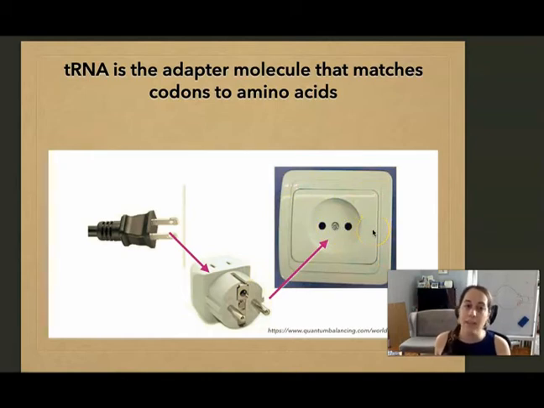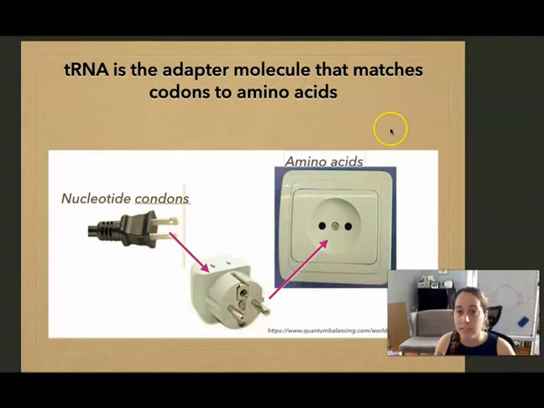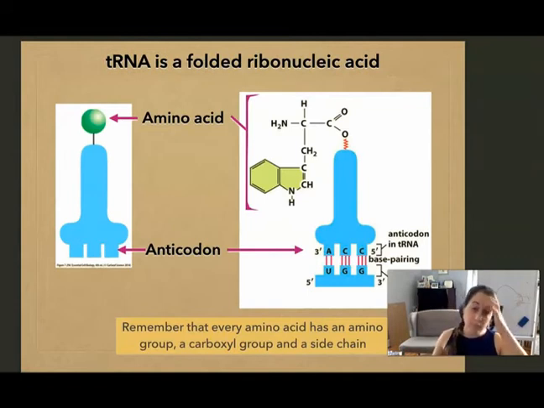And this is the same thing that we have the tRNA doing, because again, we have a similar problem wherein we have nucleotide codons, which can't interface with our amino acids directly, but we need some sort of adapter to make sure they both come together appropriately, and this is tRNA. So, this is a cartoon of a tRNA.